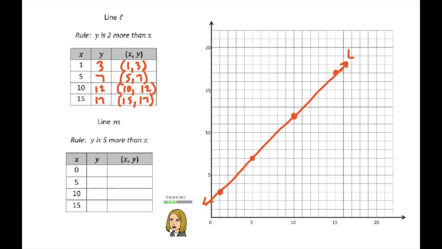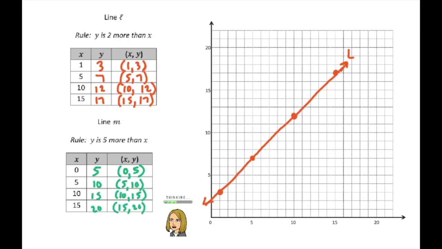For line M, our rule will still be addition, but now the new rule is y is 5 more than x. So I want you to think about our first coordinate pair. If my x coordinate is 0, what would be 5 more than 0? Good, 5. So my y coordinate would be 5. At this point in time, I would like you to pause your video, complete the rest of the coordinate pairs for line M, plot all the pairs on your coordinate plane, and when you are finished, go ahead and push play and I will be here.